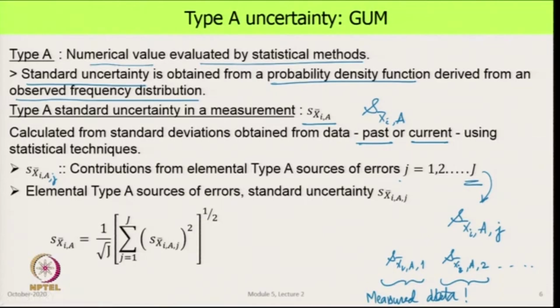And we can combine all of this in this formula here, which tells you that the type A standard uncertainty is 1 upon square root of j, s x i A j squared, its summation over all the elemental sources, and its square root. So, that is how we can evaluate the type A standard uncertainty.